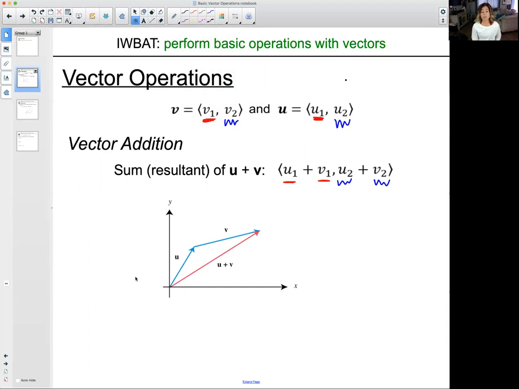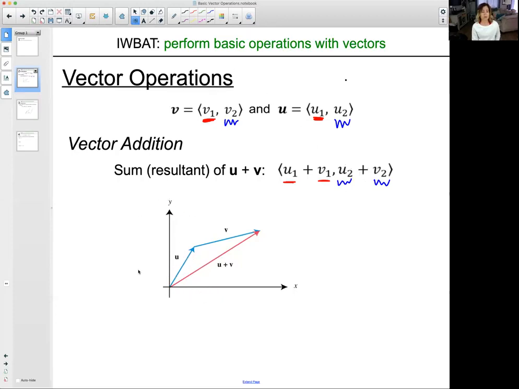So it's going to be really important that you have the vectors written in component form. If they're given to you as ordered pairs, make sure you first write them in component form, then you can figure out the sum. Now, addition and subtraction are essentially the same operation. So if this were a minus sign here, you would just subtract the components. So subtract horizontals and subtract verticals.